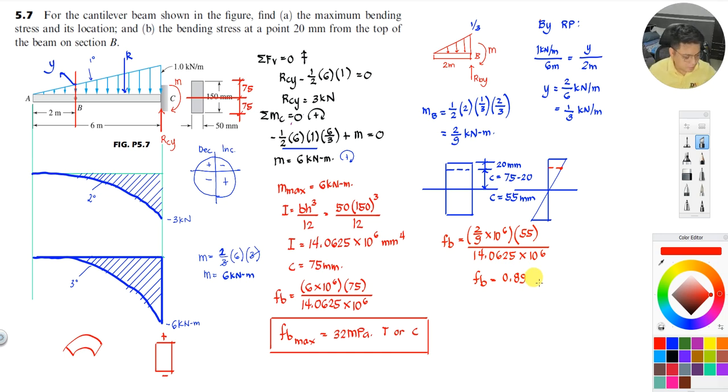Okay? So, you can have as 0.869. Okay. Again, this is in megapascal. Okay? So, this is now the stress.